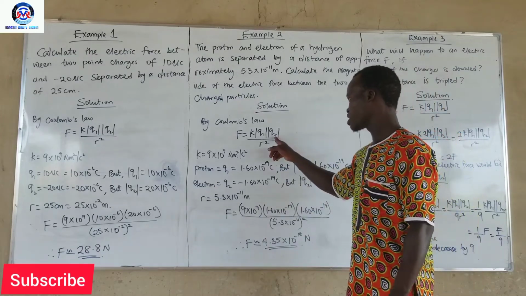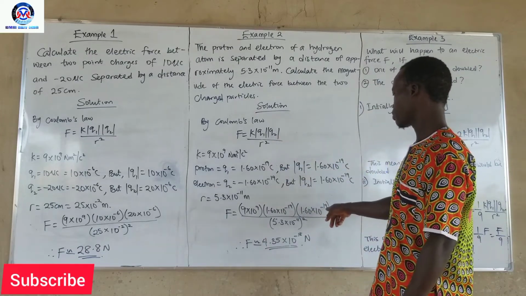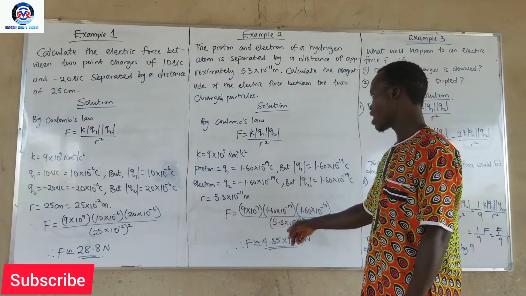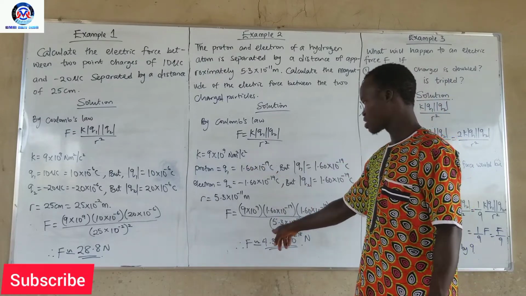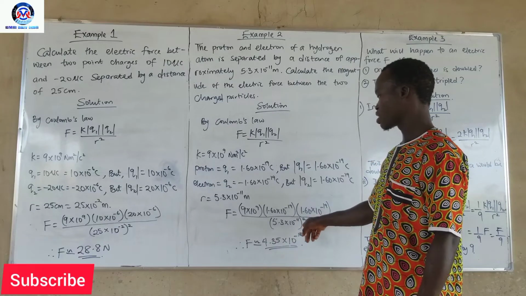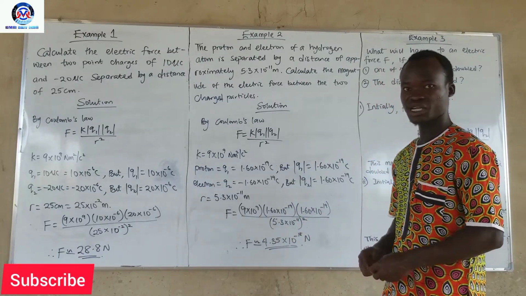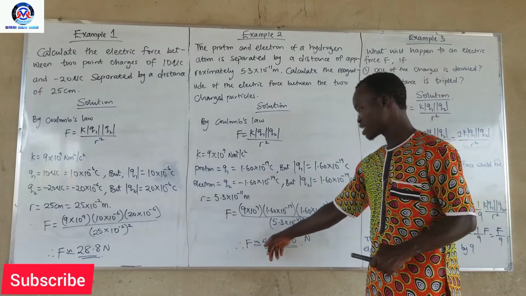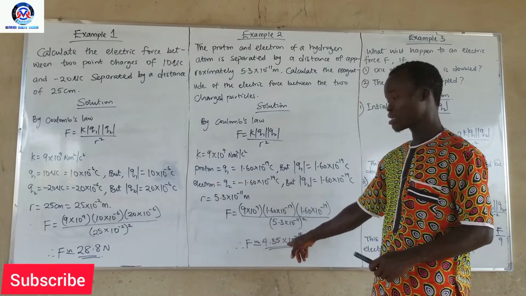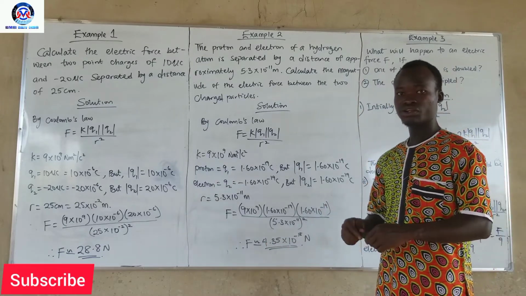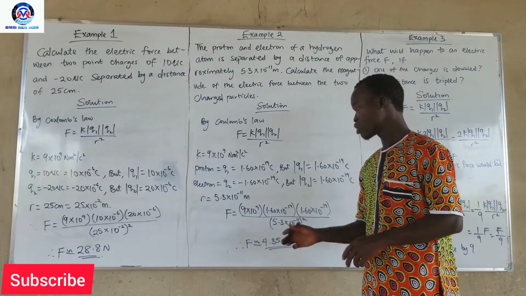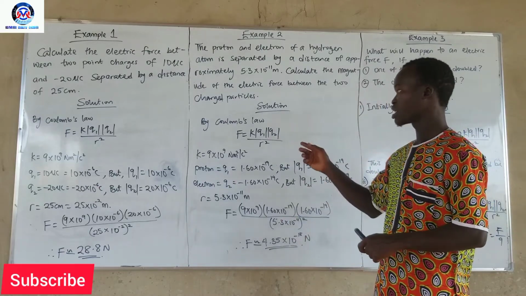The magnitude of the second charge is 1.60 times 10 raised to the power minus 19 coulomb, over the distance between the two charges, 5.3 times 10 raised to the power minus 11, all squared. Then putting this in your Casio scientific calculator, you have that the final answer is 4.35 times 10 raised to the power minus 18 Newton. And that is all for the question as well.